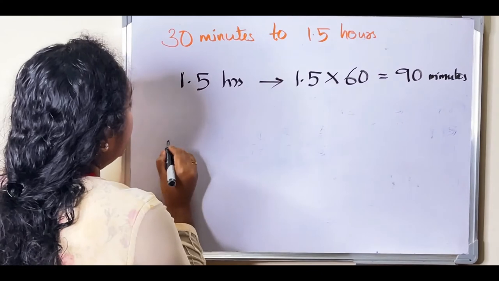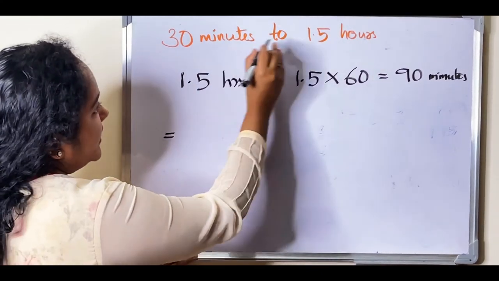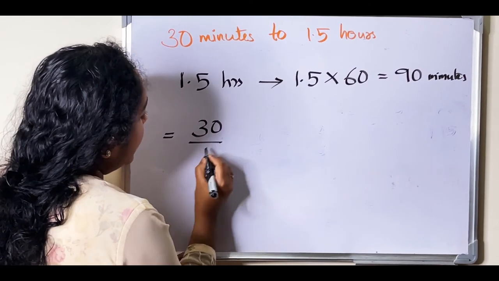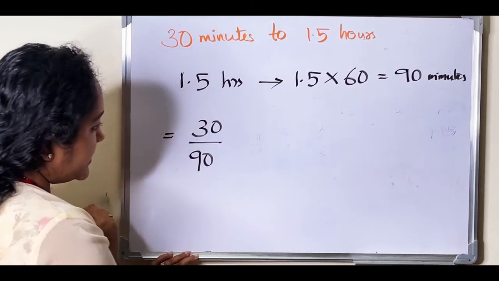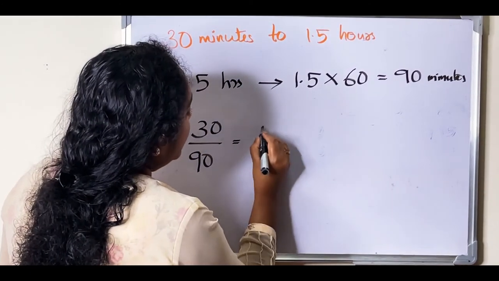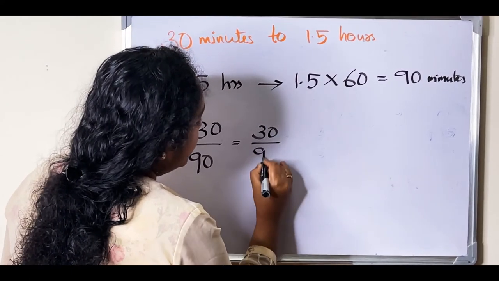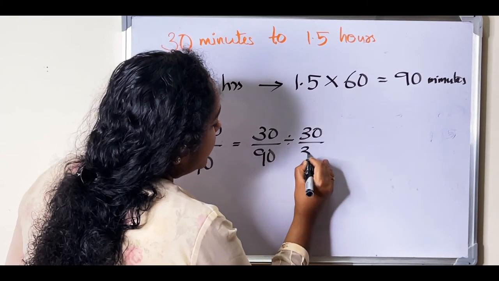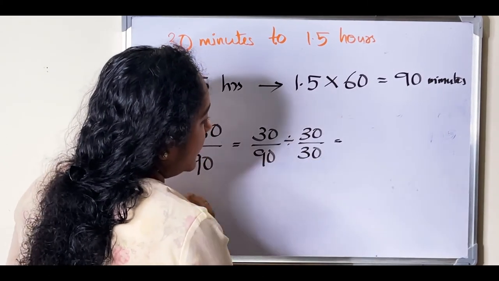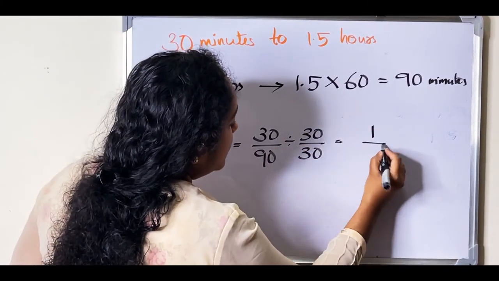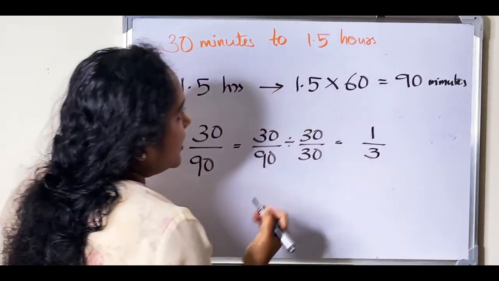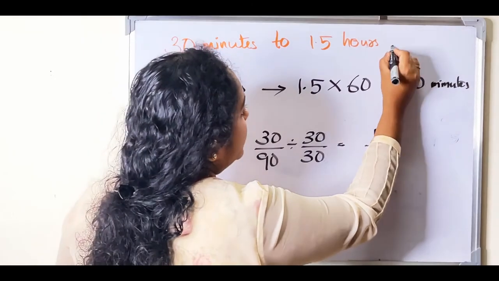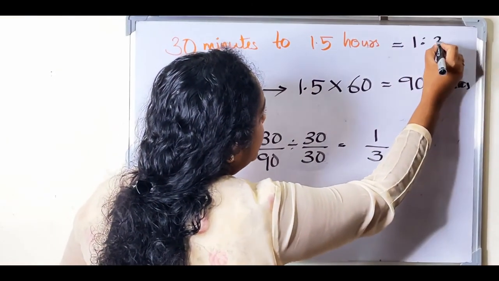Then we can find the ratio of 30 minutes to 1.5 hours. That means 30 by 90. And we can divide both numbers by 30. We get 1 by 3. So the ratio of 30 minutes to 1.5 hours is equal to 1 to 3.